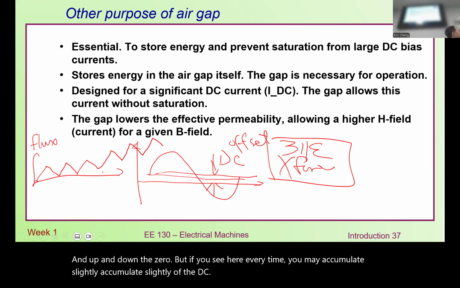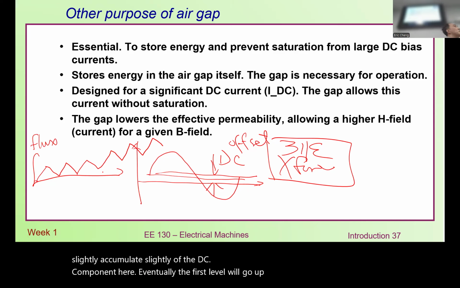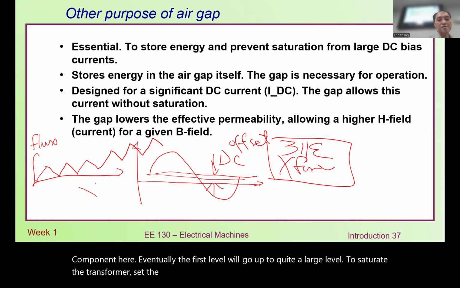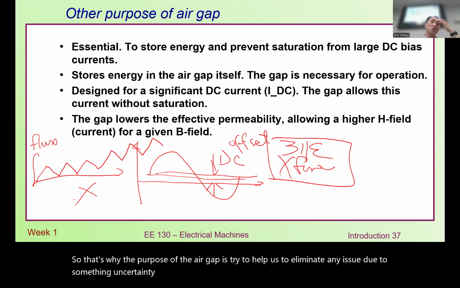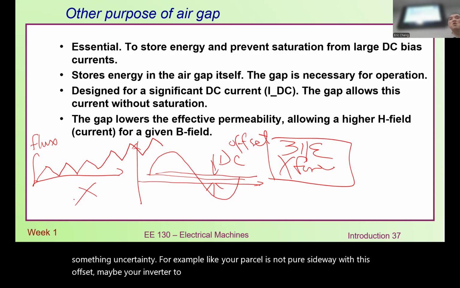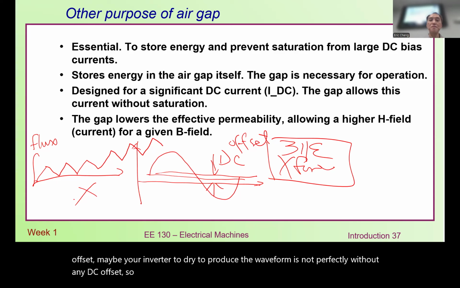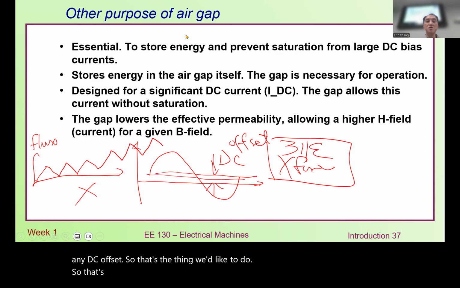Eventually, the flux level will go up to quite a large level to saturate the transformer. That's the thing we don't like to see. So that's the purpose of the air gap: to help us eliminate any issue due to uncertainty. For example, your power source is not a pure sine wave, with some offset. Maybe your inverter producing the waveform is not perfectly without any DC offset. So that's the other purpose of the air gap, we try to eliminate the issue.